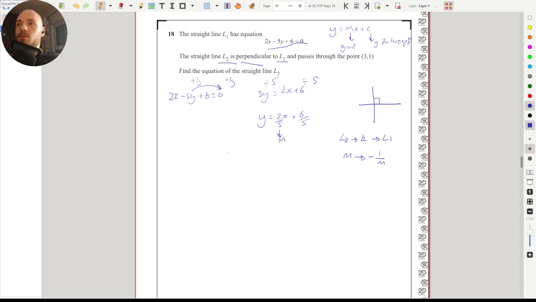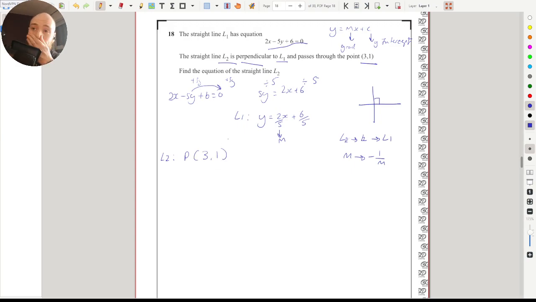So, we actually have a point as well. It gives us a point on line 2. So I'm just going to state that this is line 1 and line 2, and I'm going to write some information that we have. So I'm going to write the point (3, 1).